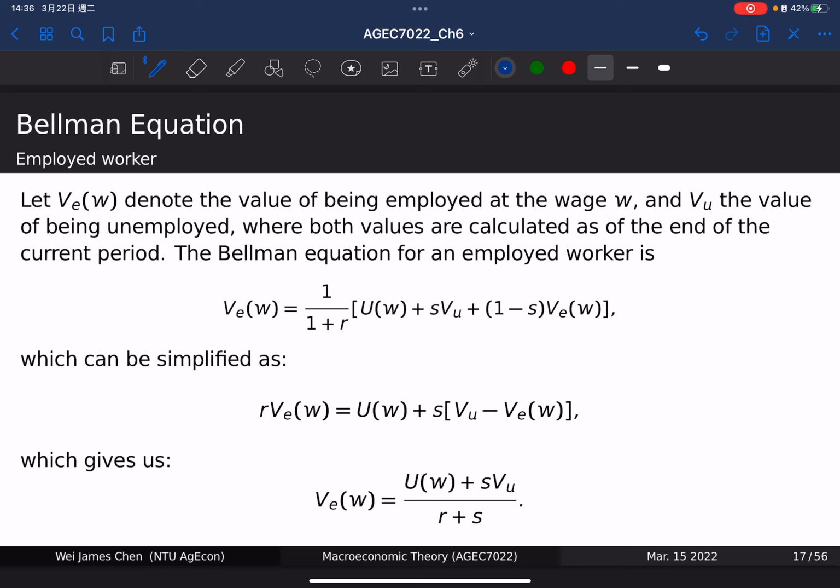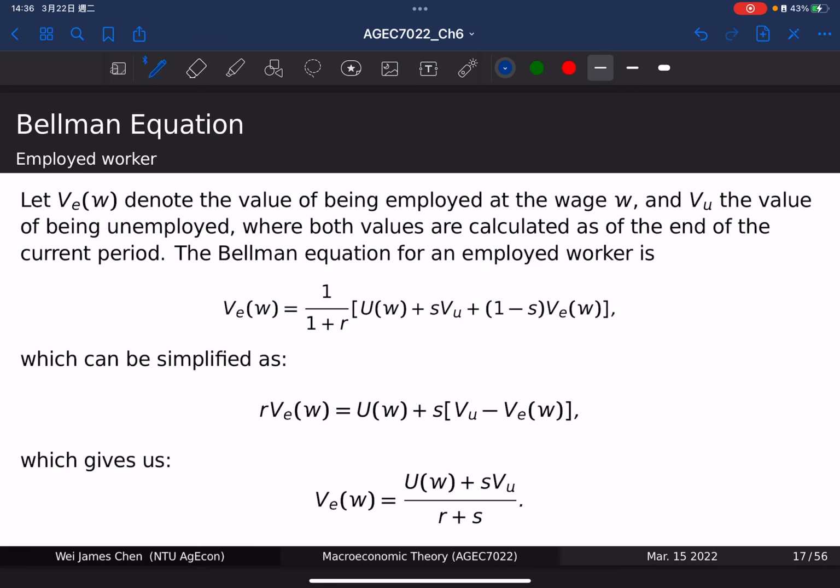Remember, we define VE of W as the value of being employed at the wage W, and VU as the value of being unemployed. And remember what we mean by value: it is basically the sum over the probabilities.